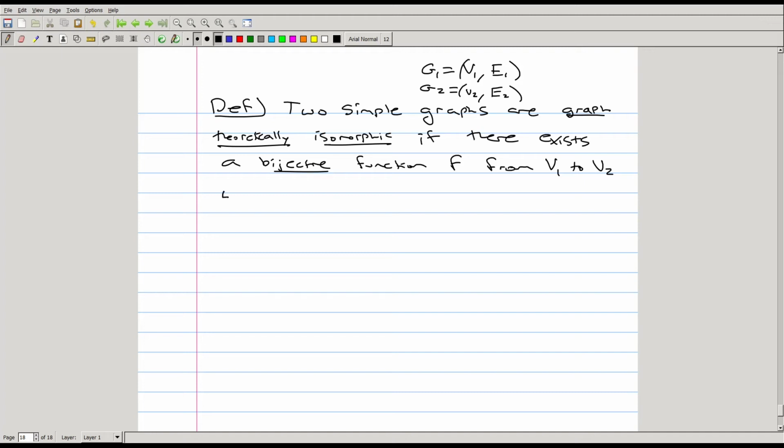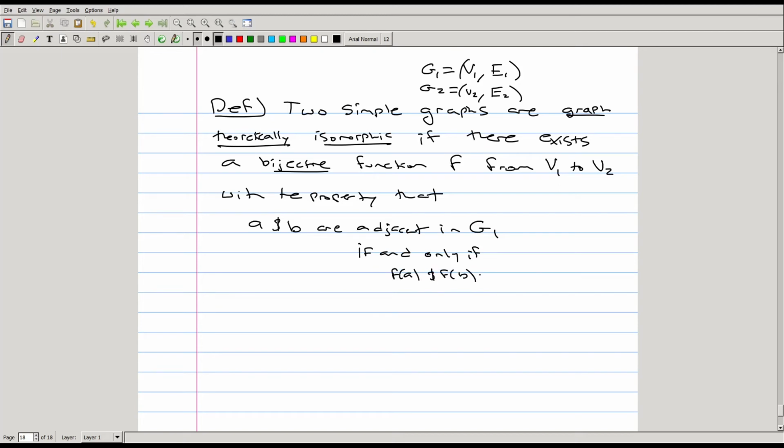with the property that, if and only if, A and B are adjacent in G1 if and only if f of A and f of B are adjacent in G2.